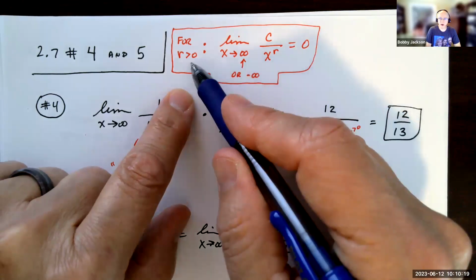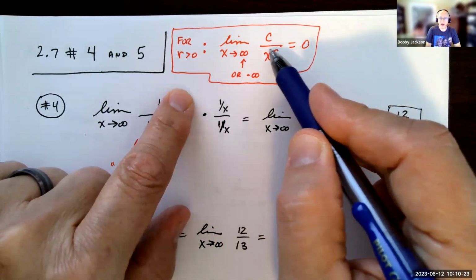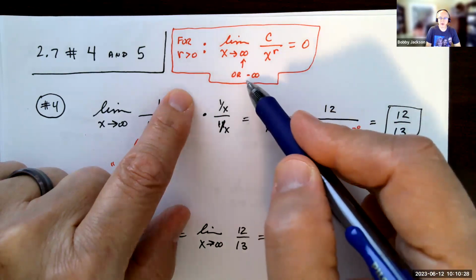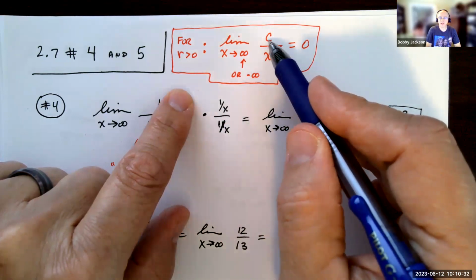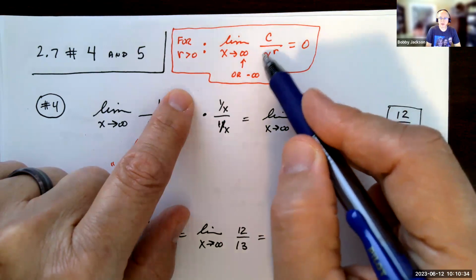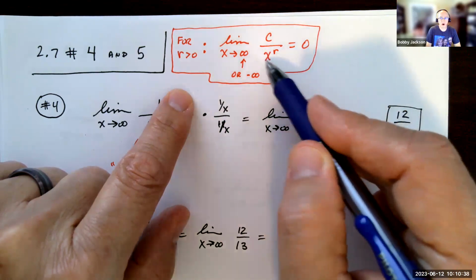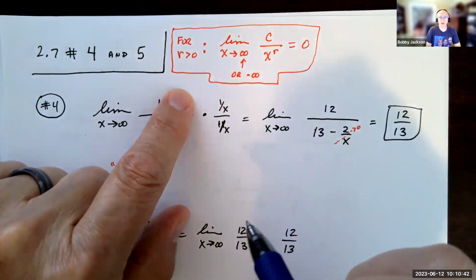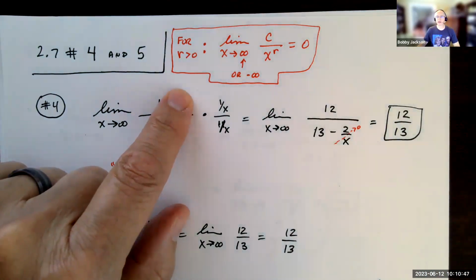And the reason being, if r is greater than 0, then x to the r is getting larger and larger in absolute value as x goes to infinity or negative infinity, whereas c is some constant, no matter how big it is, it stays the same. And so this denominator just gets bigger and bigger in proportion to the numerator. Overall, the fraction is therefore getting closer and closer to 0. We say the limit is 0. This is very important that you understand that relationship.